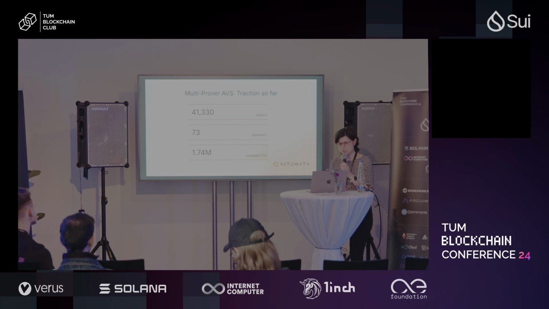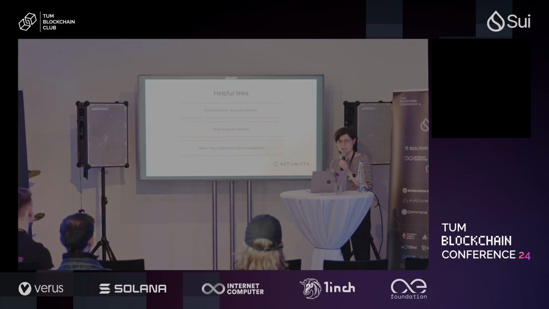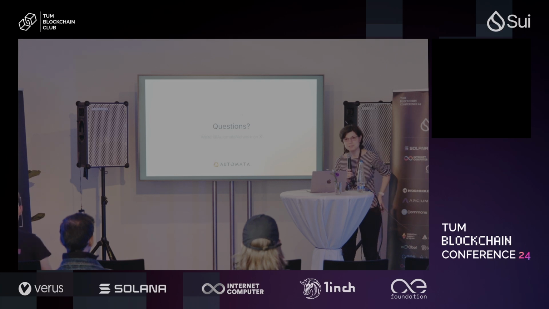Currently, we have about 41,000 stakers staking to 73 operators with a total worth of restaked ETH of 1.74 million. That means all this restaked ETH is used to secure any rollup that, for example, involves in having a multi-prover AVS. Here are some links if you want to learn more, and I think that's pretty much it. I'm happy to take questions.